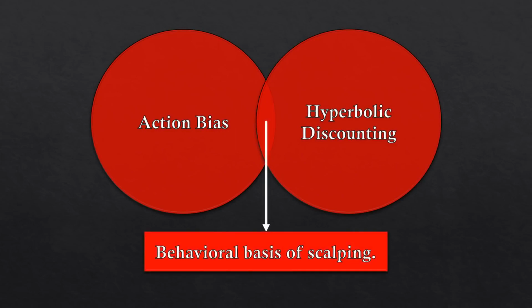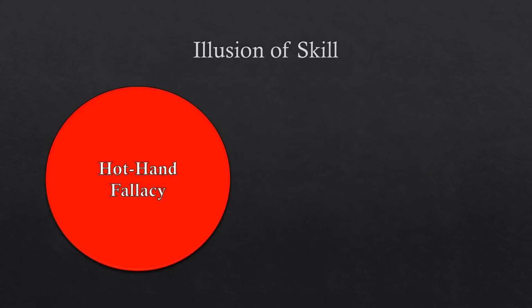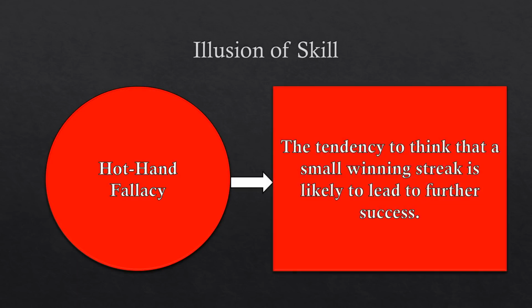Next, we are going to talk about two errors of thinking that can generate the illusion of skill. The first error is called hot hand fallacy, which is the tendency to believe that a winning streak is likely to lead to further success. This tends to happen in the beginning of a scalping strategy, and it relates to what we talked about earlier regarding the law of large numbers. The hot hand fallacy makes scalpers believe that small samples of winning trades are representative of a successful long-term scalping strategy. They assume their performance will continue going like that forever.